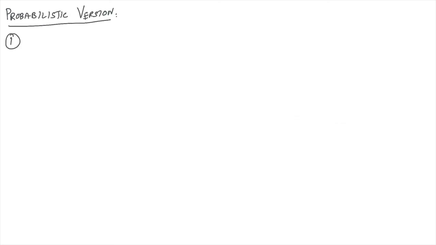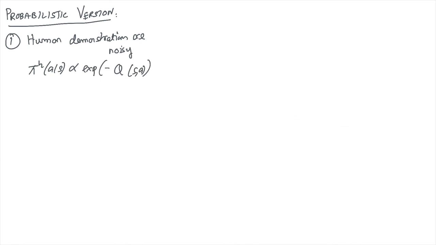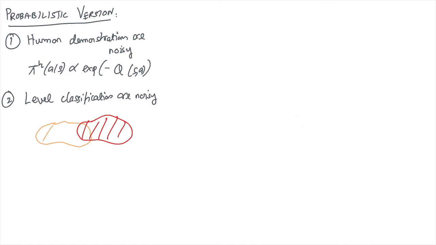There's also a pretty straightforward probabilistic extension of our paper. So here you assume humans are noisy, so their policy pi is stochastic and proportional to exp of the negative of the value function, right? So low values get chosen with high probability. Secondly, you can assume the level classifications are noisy, right? So there's an overlap between level 2 and level 3 states.